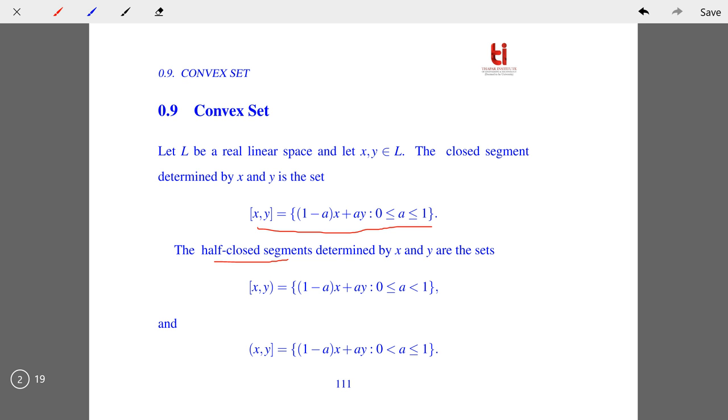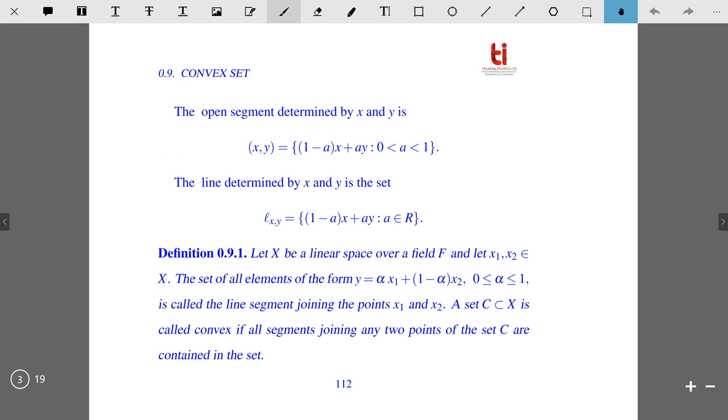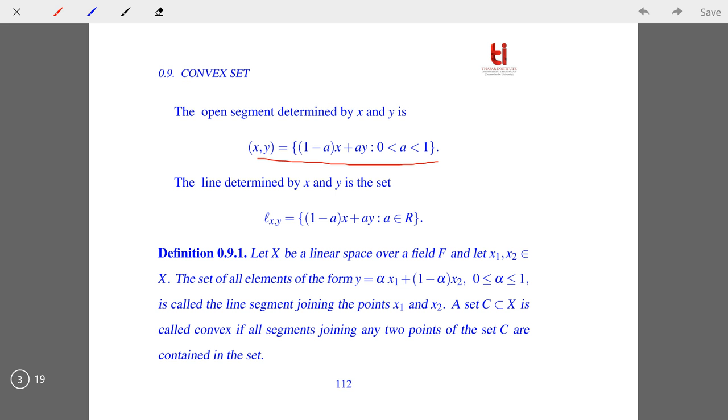The half closed segments determined by x and y are sets like these, for example the half open segment [x, y) is represented by 0 less than or equal to a less than 1, and (x, y] by 0 less than a less than or equal to 1. The open segment determined by x and y is the collection of (1 minus a)x plus ay such that 0 is less than a less than 1. The line determined by the set xy is the set of (1 minus a)x plus ay such that a belongs to R, the reals.